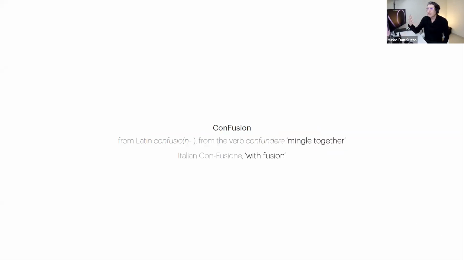And why the ConFusion? Because for us it's an interesting definition. If we analyze the word etymologically, it comes from the Latin confundere, which means mingle together. This idea of taking things that are different and fusing them together is crucial. Also the Italian word confusione, if we literally translate it, is composed of con, with, and fusione, fusion.